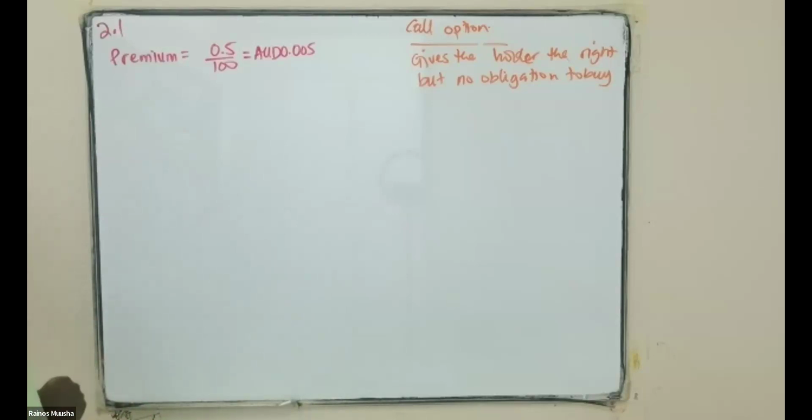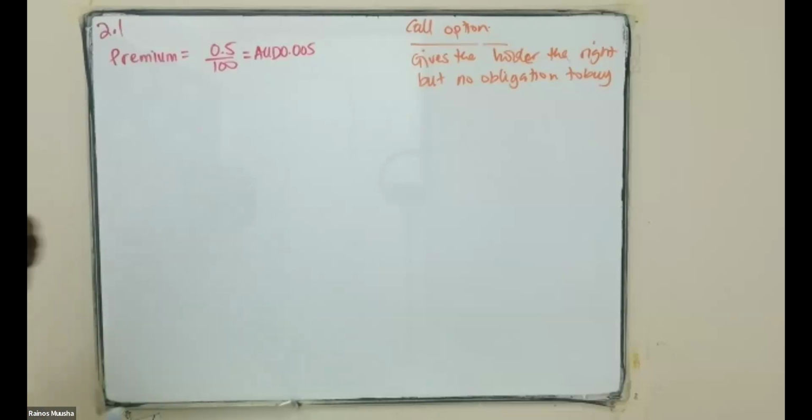So, if it gives the holder the right, but no obligation to buy, it means the holder only exercises their option when it's beneficial to them. So the holder only exercises their option when it is beneficial to them, right? So in this case, now we need to find out exactly how we determine whether they're going to be exercising their option or not.